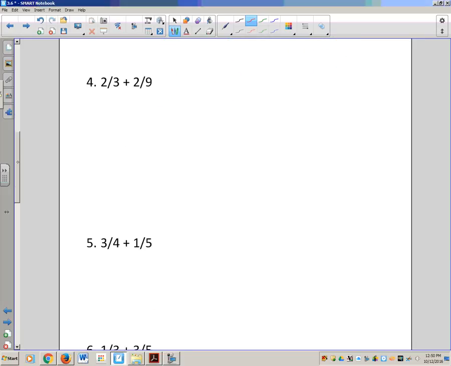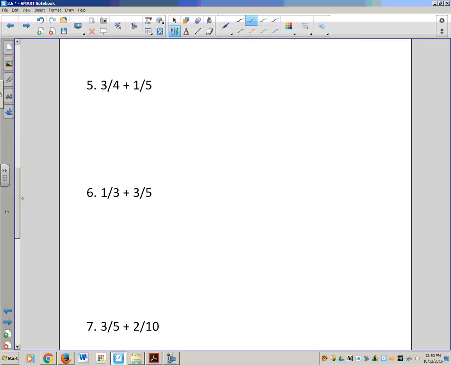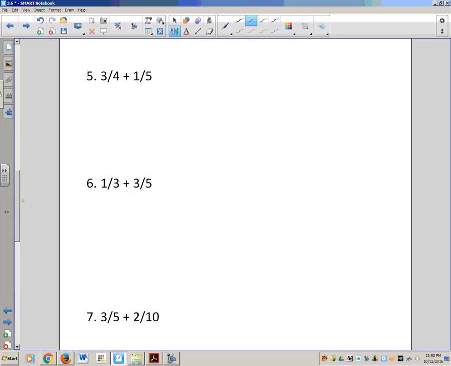All right. Let's go jump down to number 5. Let's just do an example here. 3/4 plus 1/5. Let's change this. Let's make it minus 1/5 because it's the same. You just got to subtract your numerators. So first thing you need to do is find common denominators, which would be 20. 4 times 5 is 20. 5 times 4 is 20.